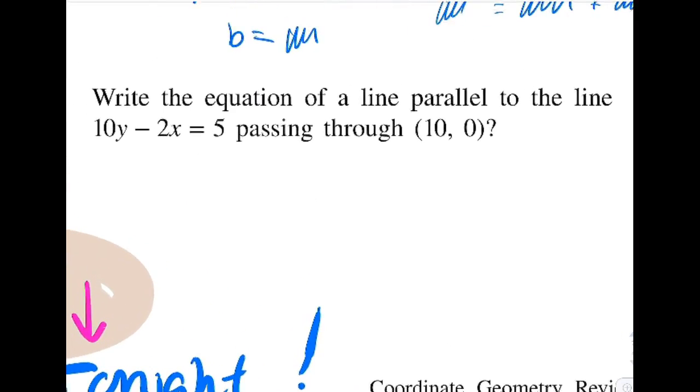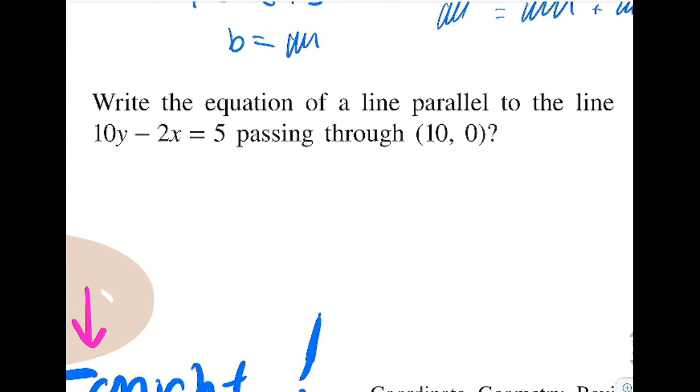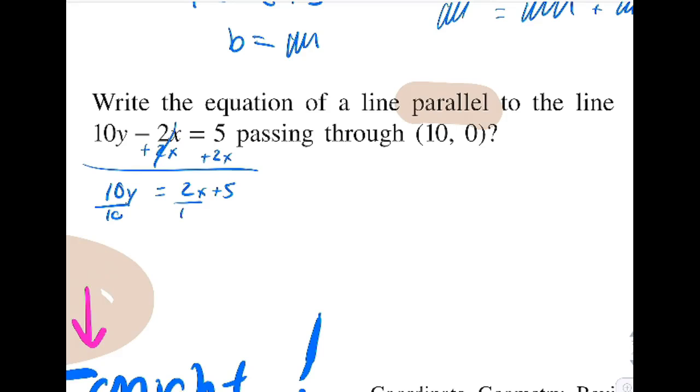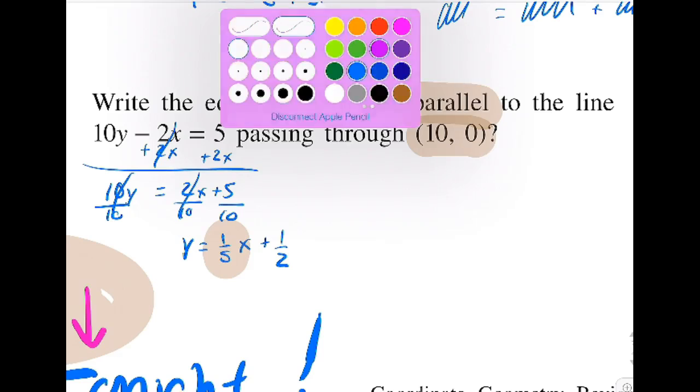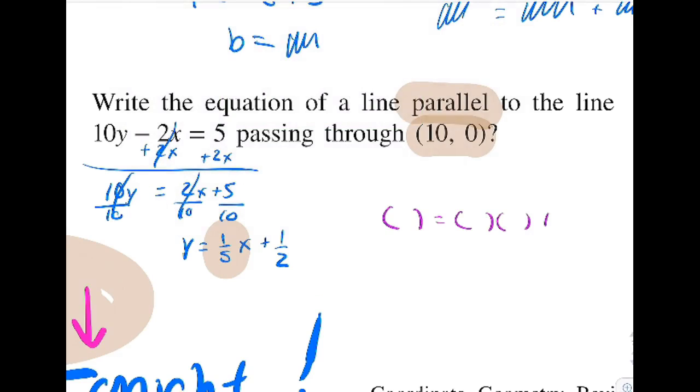And number 16, parallel means use that slope, but the problem is here, this is not in the right form. So like we did a few problems in this series, we have to get it equal to y. So the first thing I do is move over the 2x. Now I'm going to divide by 10. This looks pretty familiar to one that we did before, right? 2/10 reduces to 1/5. So we want something parallel to that line. Parallel means I'm going to use that slope and that point. I'm not going to change the slope if it says parallel.